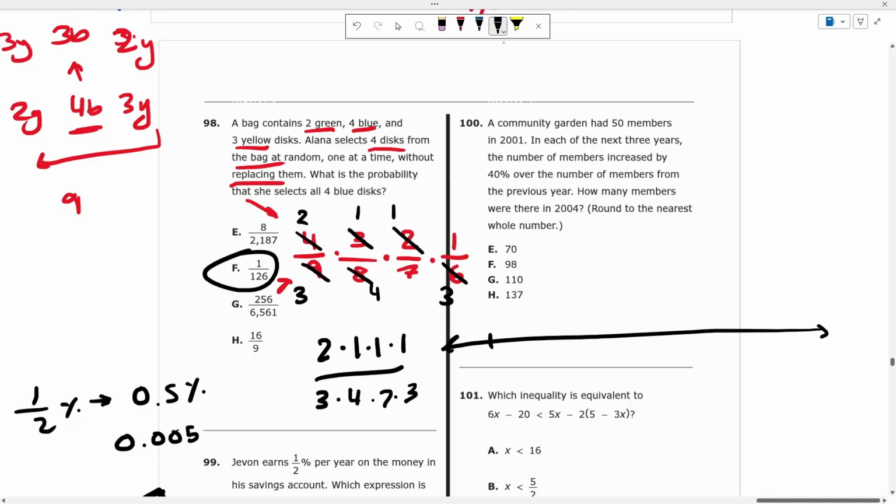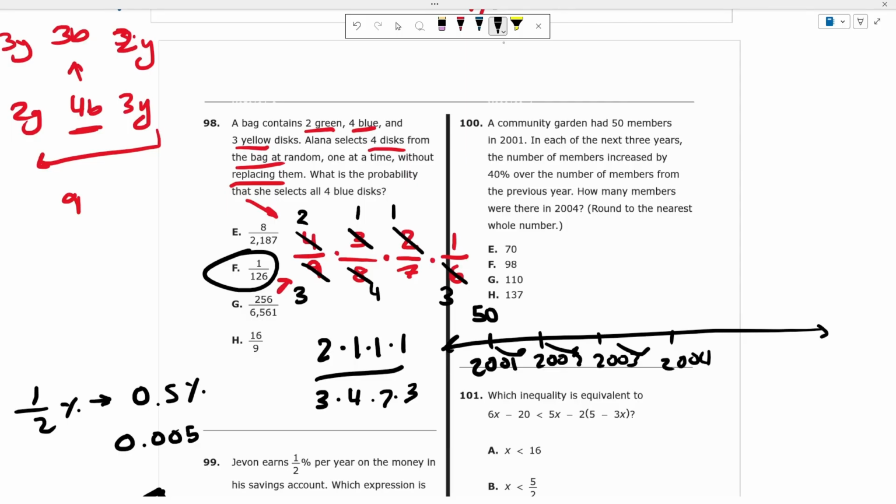We know that we're in the year 2001 and they have 50 members. In each of the next 3 years, the number of members increased by 40% over the number from the previous year. So the next 3 years: 1 year from that is 2002, 1 year from that is 2003, and 1 year from that is 2004. So in total, there are 3 jumps or 4 total years. And we know that the number of members increased by 40% over the number of members in the previous year.